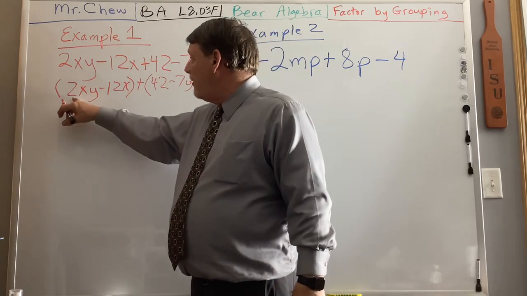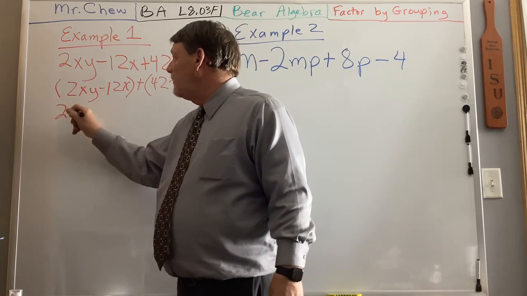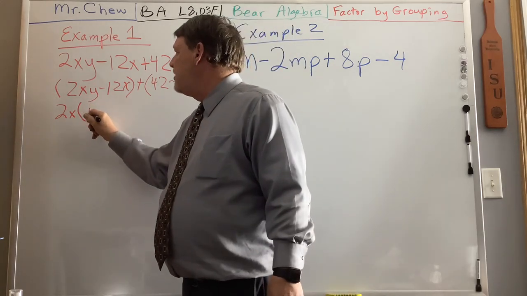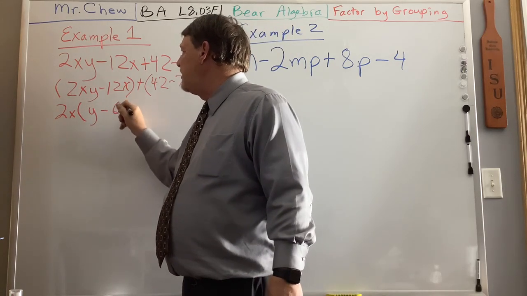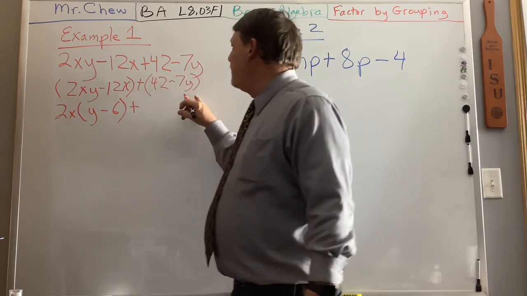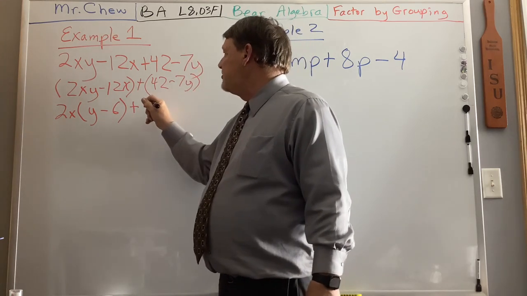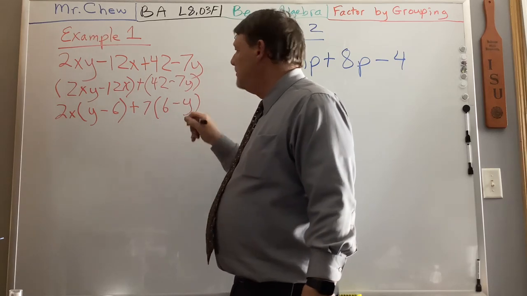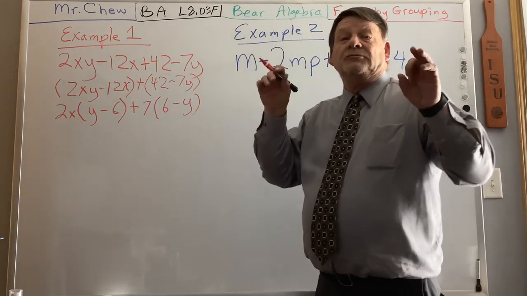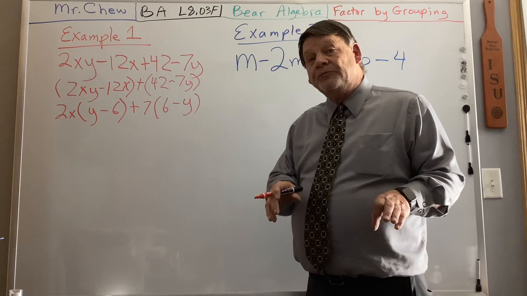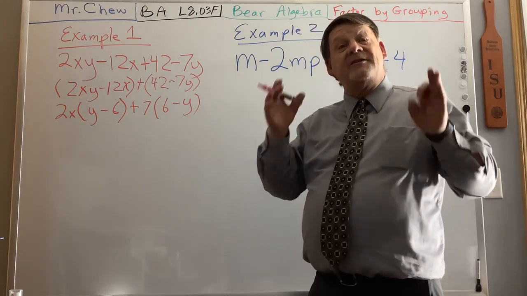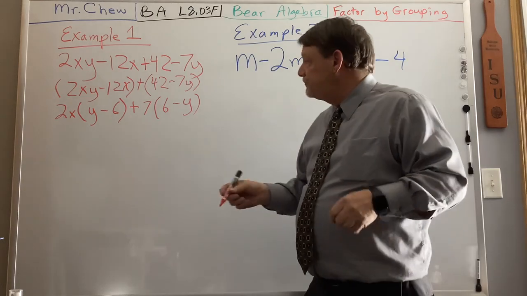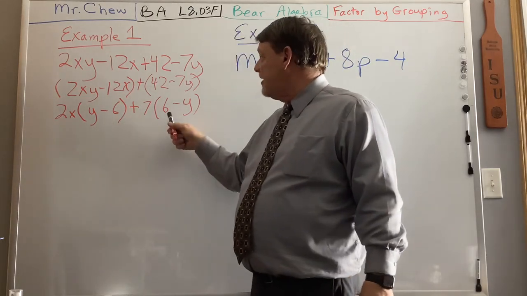I can factor out a 2x using the reverse of the distributive property here. It ends up being y minus 6. And in the second parentheses, I can factor out a 7 and it becomes 6 minus y. Well, remember, when we were doing the factor by grouping before, in the parentheses we had the same two terms. I've got y minus 6 and I've got 6 minus y.